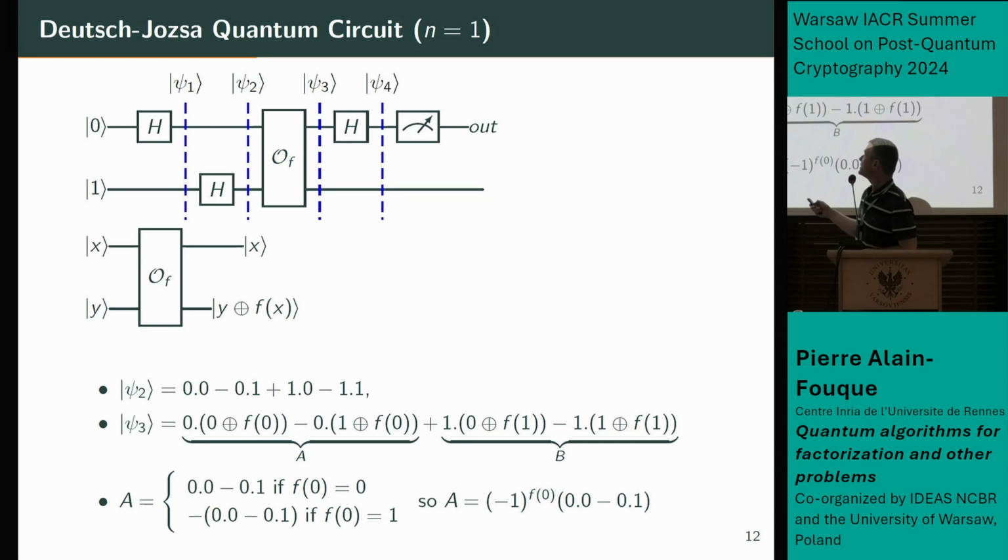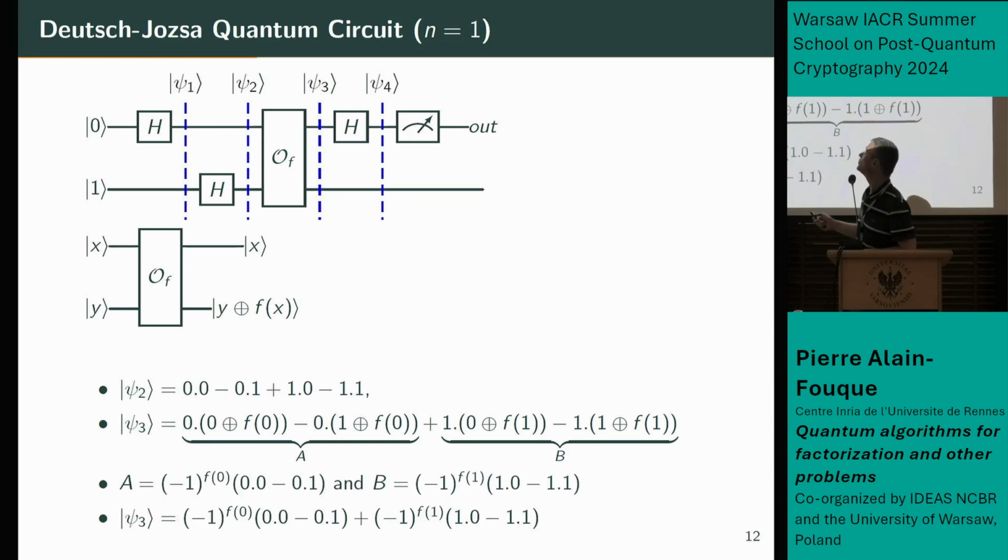So now we have the state psi 3, and I have to compute the state right after the Hadamard on the first qubit. So I just rewrite everything here. The value here can also be written more compactly, and this is what I've done here. But it's not complicated to follow the computation.